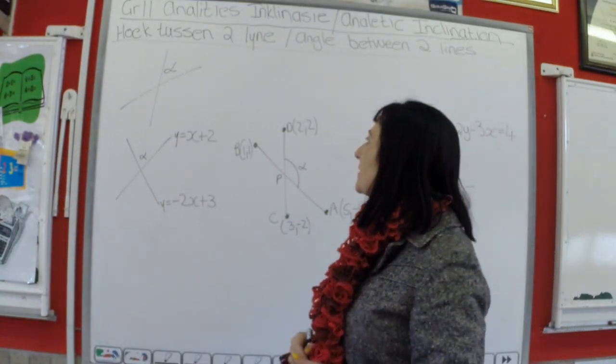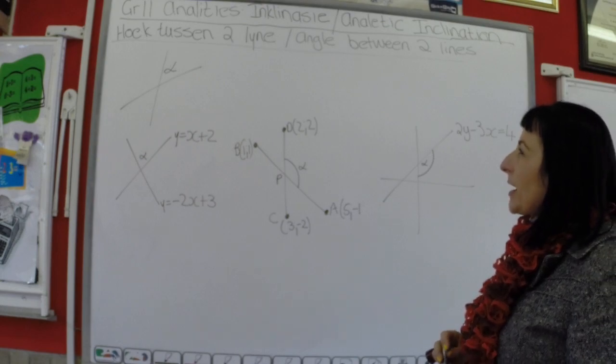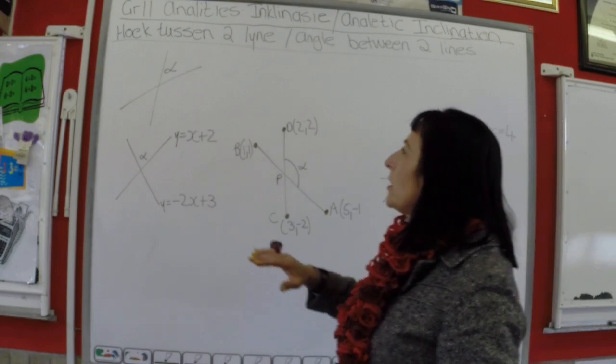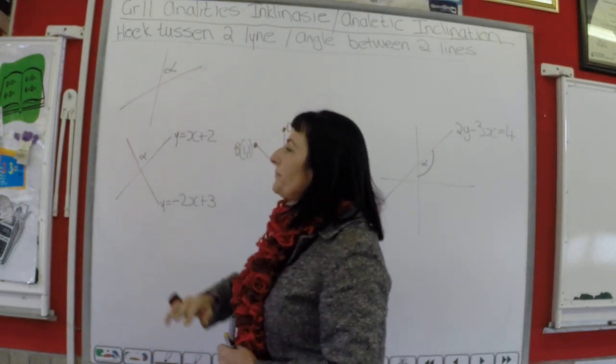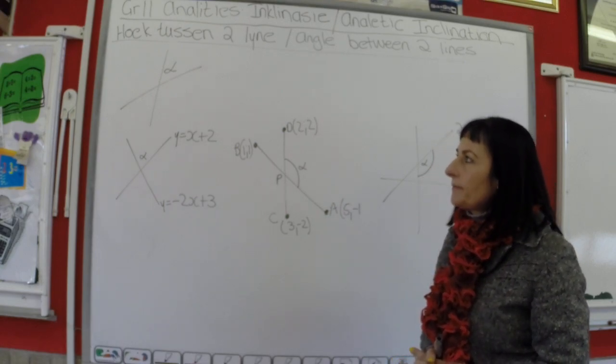Goeiemôre graad 11, ek is weer terug en nou gaan ons weer kyk na die inklinasiehoek. But now we're going to look at the angle between two lines. So kom ons gaan kyk gou-gou na hierdie hoekie alfa. Alfa is die hoek tussen twee lyne.